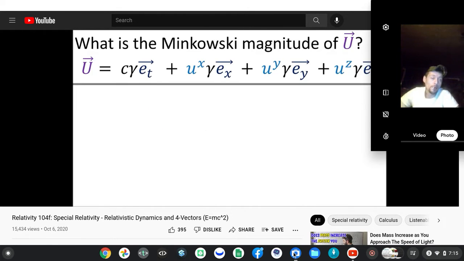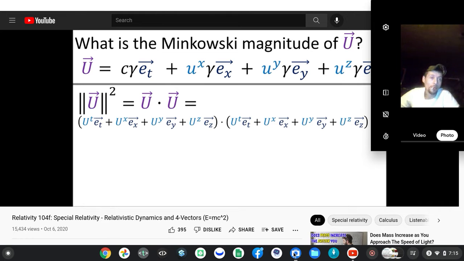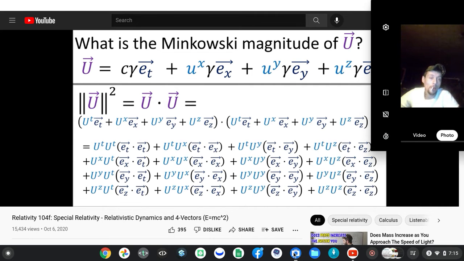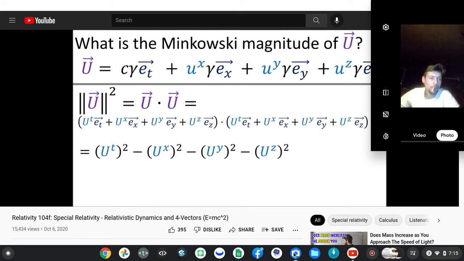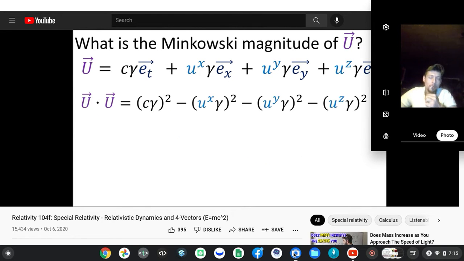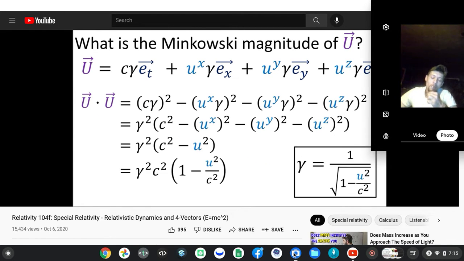If you want to go through the proof, you can pause the video, but the basic idea is to write u dot u in terms of a basis. Then we calculate the dot products, sub in the formulas for the u components, factor out gamma squared, do some canceling, and we get c squared.